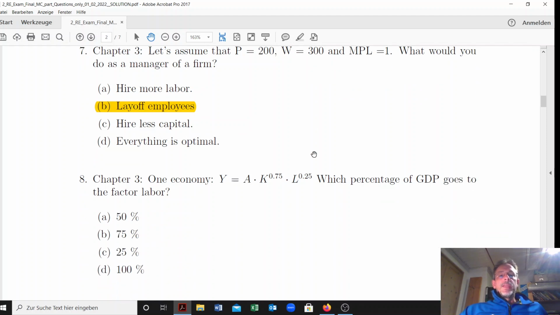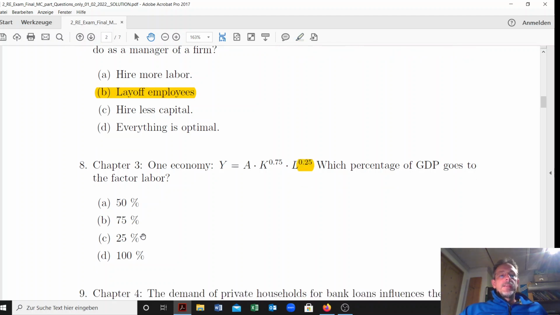Question number 8. In one economy, we have this output function, and the question is which percentage of GDP goes to the factor labor. We have to check the exponent here. It's 0.25. So the right answer is answer number C, that a share of 25% goes to the factor labor.